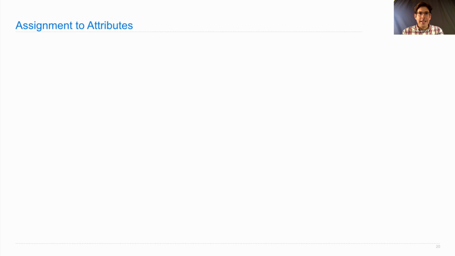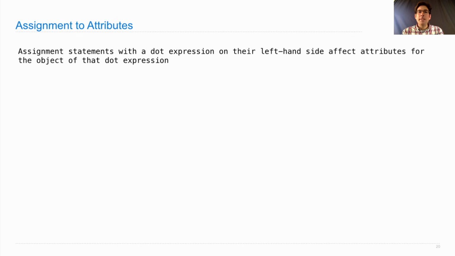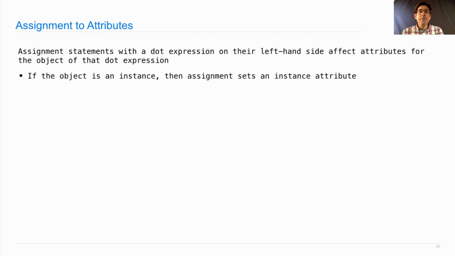Attribute assignment statements change the values that are bound through attribute names within an object or a class. So, you can assign to attributes. Assignment statements with a dot expression on their left-hand side are attribute assignment statements. So they affect the attributes of the object of that dot expression. If that object is an instance, then assignment sets an instance attribute. If the object is a class, assignment sets a class attribute.